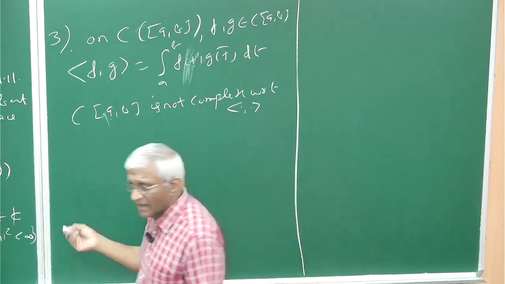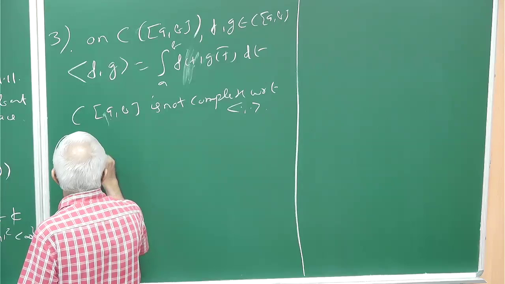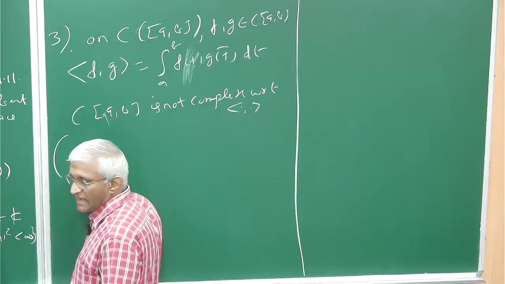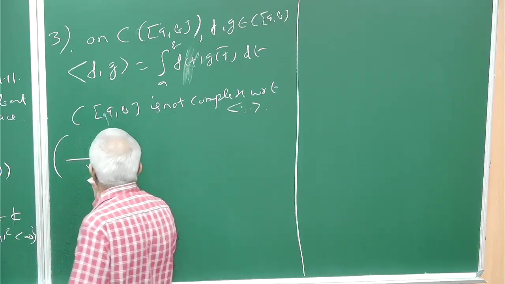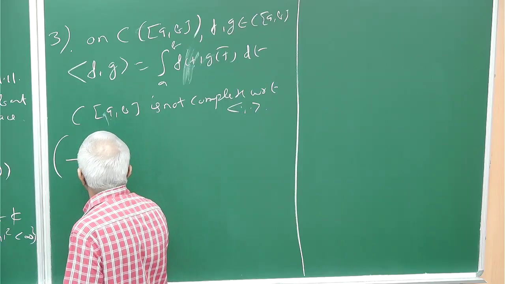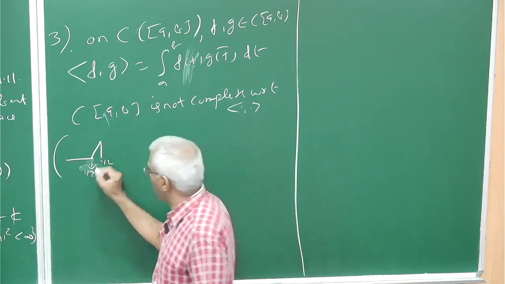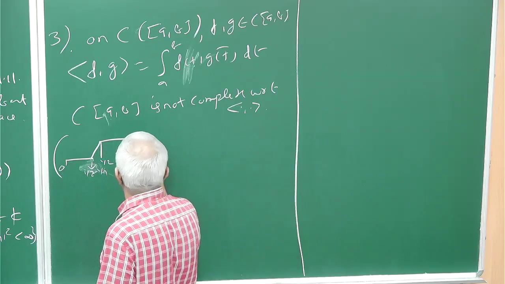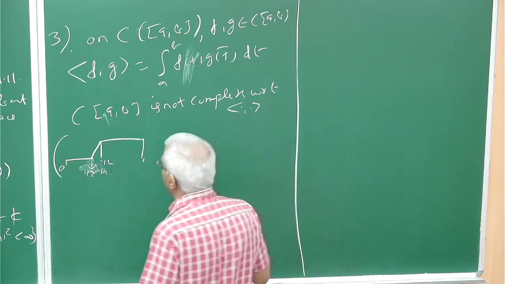The reason is this: at half, you can take the function equal to 0 up to half minus 1 by n. From here you just join by a line, and then it is 1, say on [0,1]. You take this kind of functions.